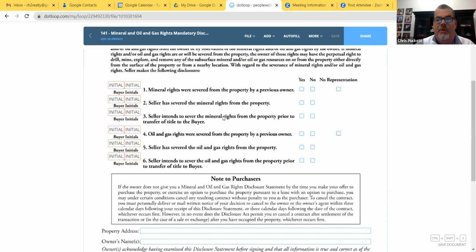So the top section 1, 2, and 3 are about mineral rights. 4, 5, and 6 are about oil and gas rights. Same exact questions. Number 4 says oil and gas rights were severed from the property by a previous owner. Yes, no, or no representation. 5 and 6 are exactly like 2 and 3, except they are for oil and gas rights.